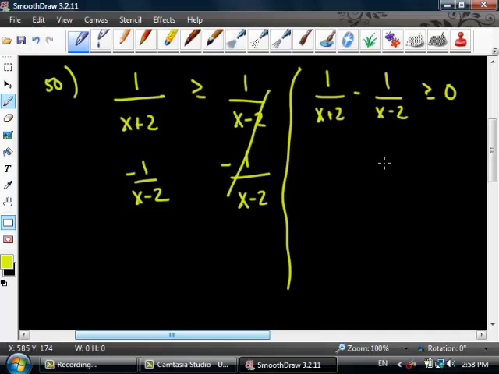From here, a lot of people started finding critical numbers right off the bat. What do you need to do before finding critical numbers always? Danny?